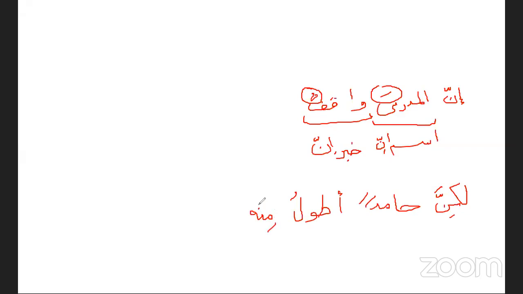Jayid? So, oops, I missed out the alif. What can you notice about the way that this has been written? What do you recognize? Hamid, Ahsan, akhi, Zaid, Imran. Hamid is mansub. Hamid is mansub. Can you notice anything else?